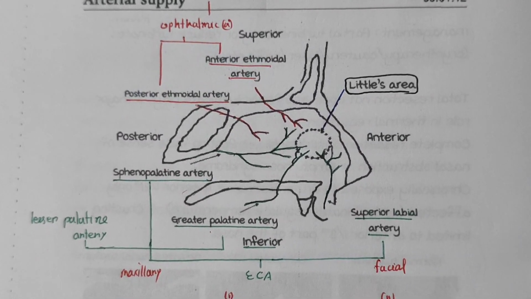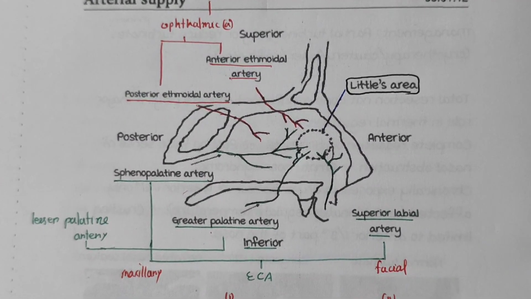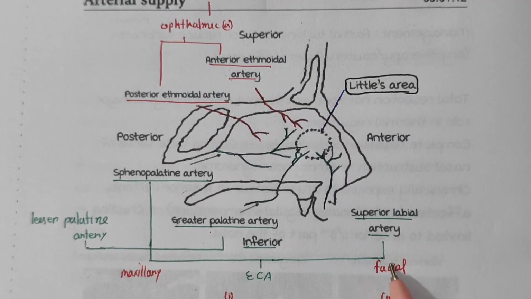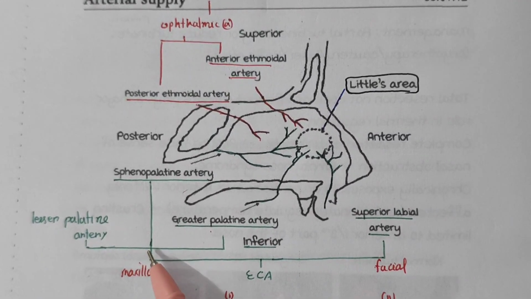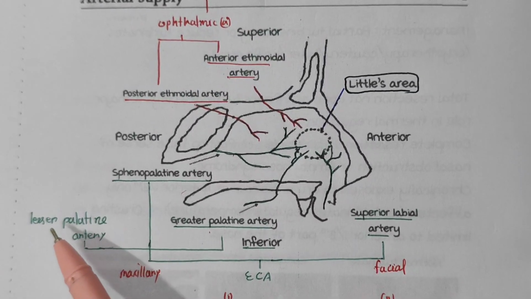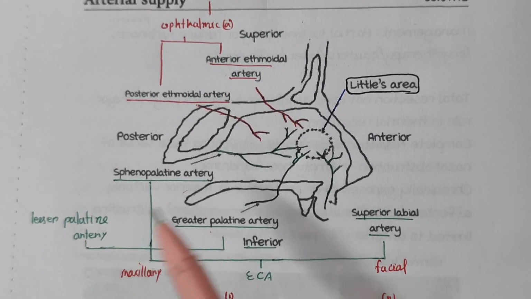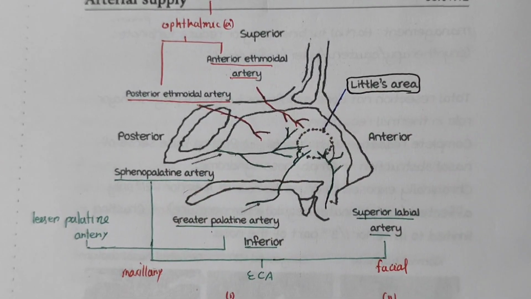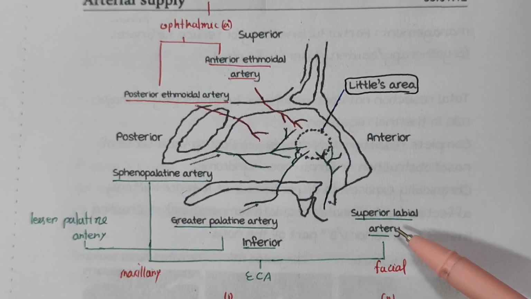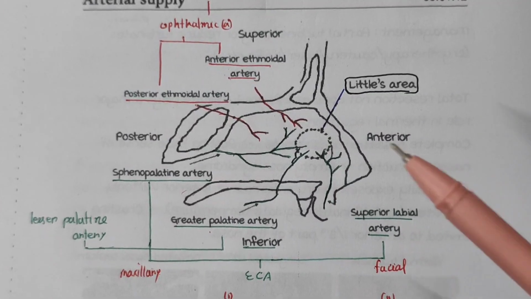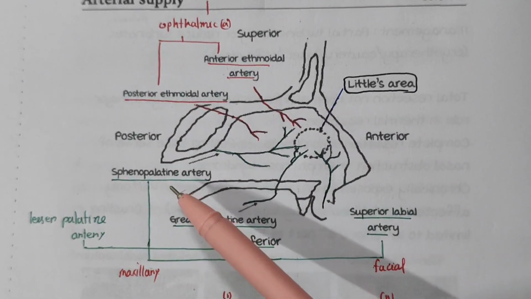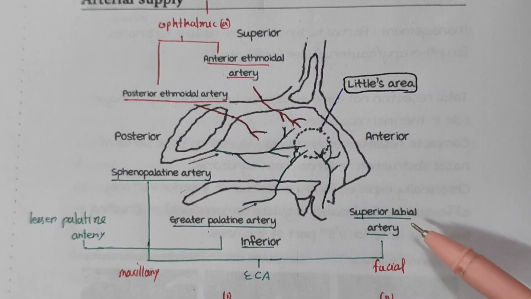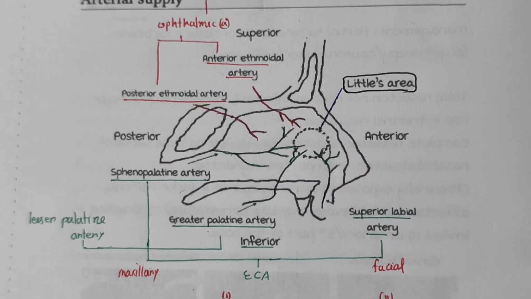First we will see the external carotid artery. The external carotid artery gives two branches, that is the maxillary branch and the facial branch. The maxillary branch again gives branches of lesser palatine artery, greater palatine artery and sphenopalatine artery, and the facial branch gives the superior labial artery. From these, only the sphenopalatine artery, greater palatine artery and the superior labial artery give supply to the nose.